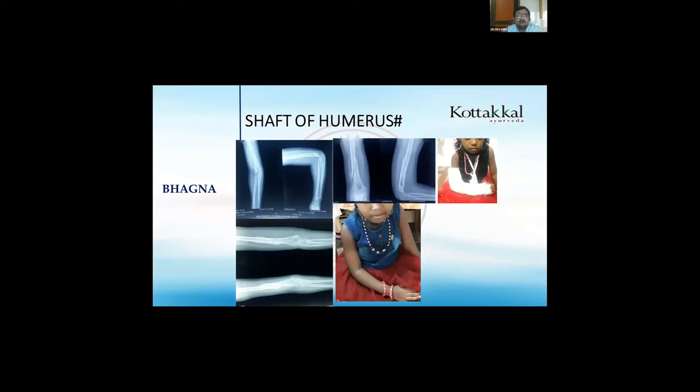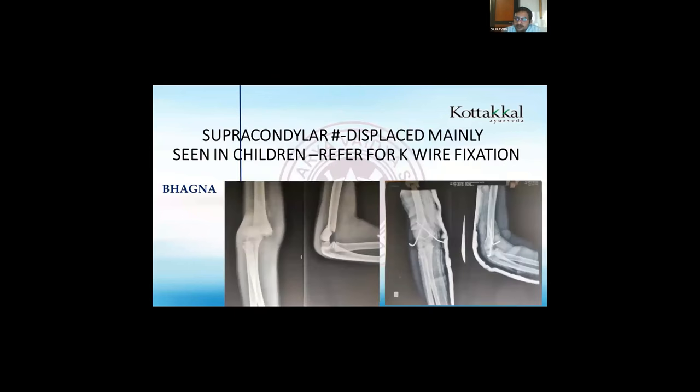Coming to the shaft of humerus, I have discussed this case. These are spiral fractures with no complications, with no radial artery or radial nerve injuries, so we can go for management. Supracondylar fractures, displaced fractures, we mainly see in children. If there is much displacement, we have to refer for fixation. If they are undisplaced, simple and small, we can manage with POP. Otherwise, it is better to refer supracondylar fractures.